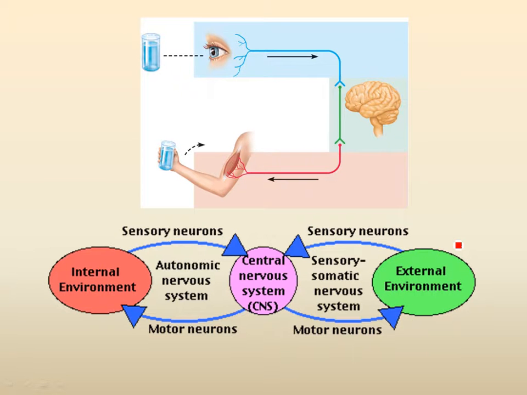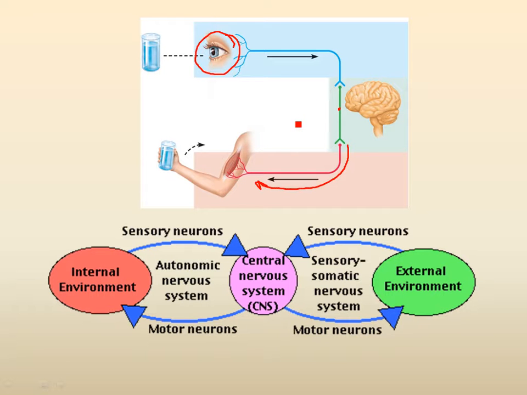So as you can see here, the eye sees the glass of water, sends the information to the brain, where this information has to be interpreted right here. The message is interpreted and the information is sent from the brain to the muscle right here, so that the muscle can contract, pick up that glass, and you can drink water.